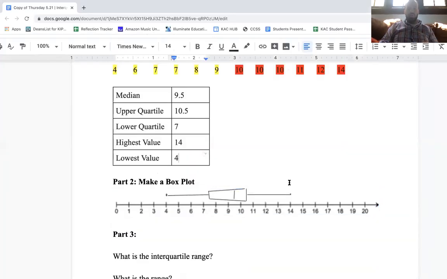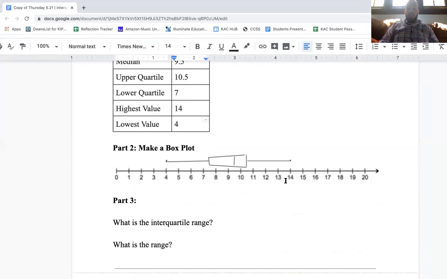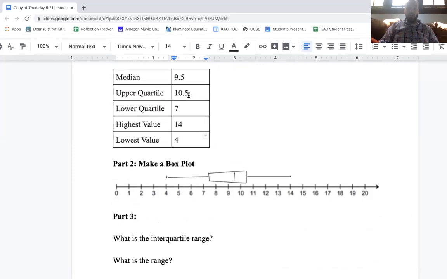Okay, you're going to do another one of those on your exit ticket today, so make sure that you are still being sharp with those. Now we have a couple more questions to answer. Interquartile range. I already said that my upper quartile was 10.5.